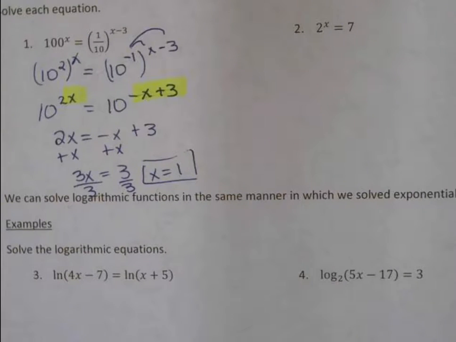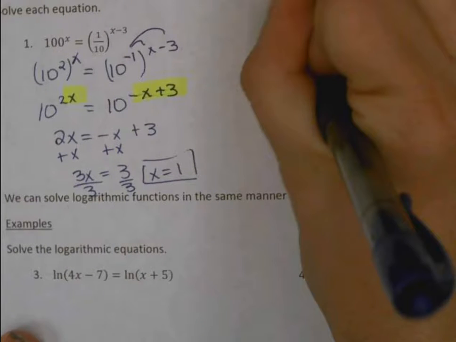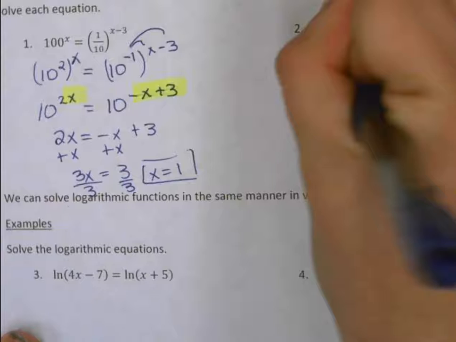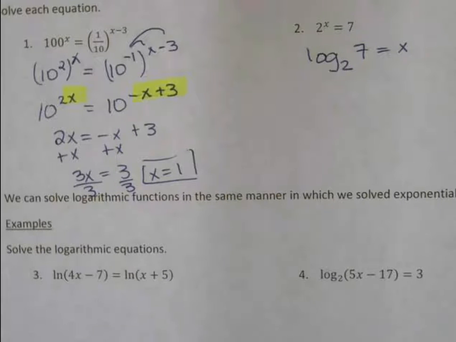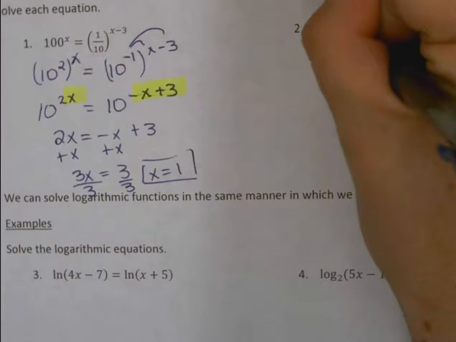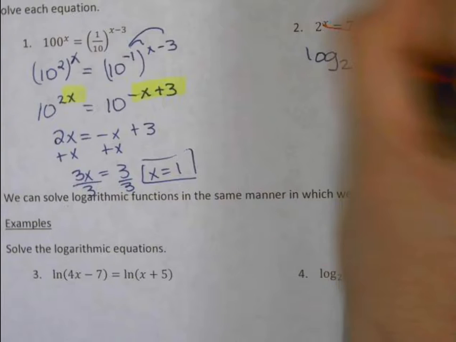Okay, so on number 2, notice there's no way I can rewrite 7 to have a base of 2, right? Literally no. So the way I solve this is, remember, I told you logarithms are the inverses of exponential equations. So I'm going to do log base 2 of 7 equals x. So now what can I do with this? Where did the 7 and x go? Yep. The 7 went here, and the x went here at the end.